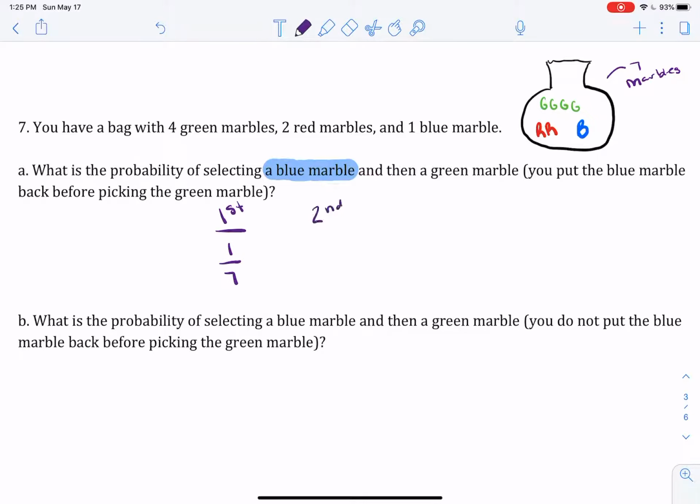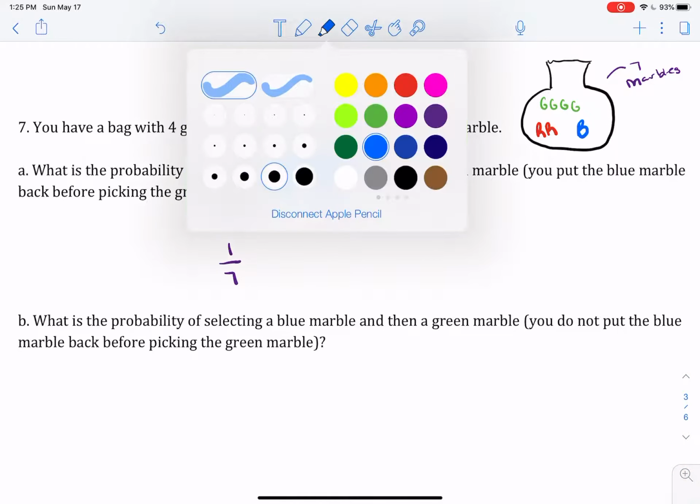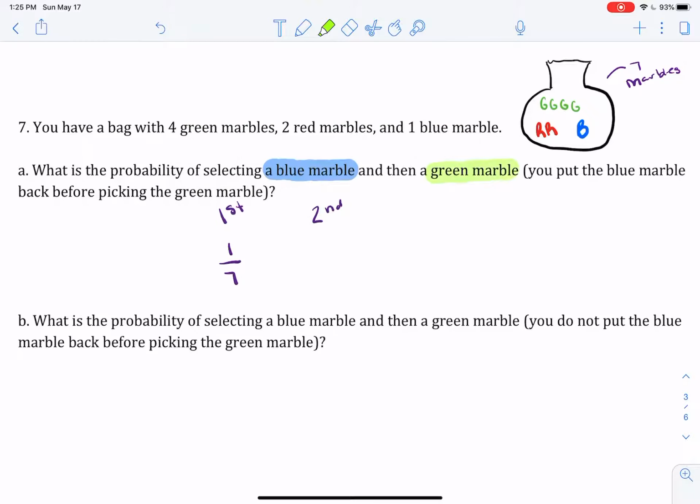Now our second choice here, I'm going to get rid of these lines. And then our second one says the probability of getting a green marble. All right, well, I see that there's 4 green marbles, and that would still be out of 7 because we took a marble for our first choice, but then we put it back. So that would be 4 out of 49.